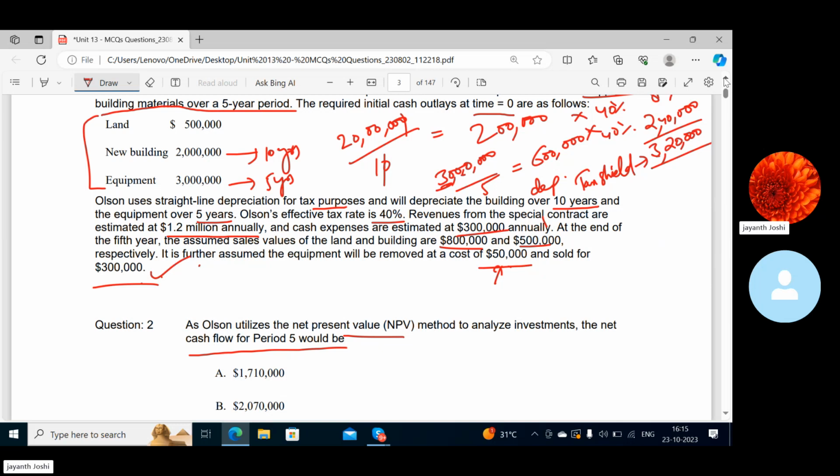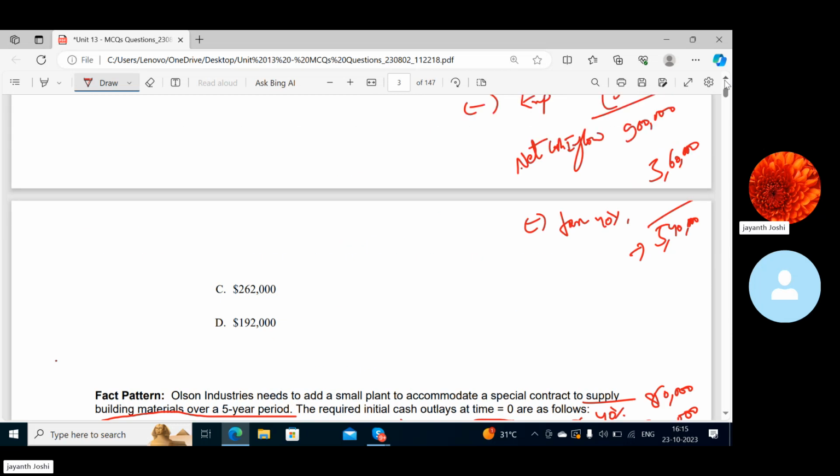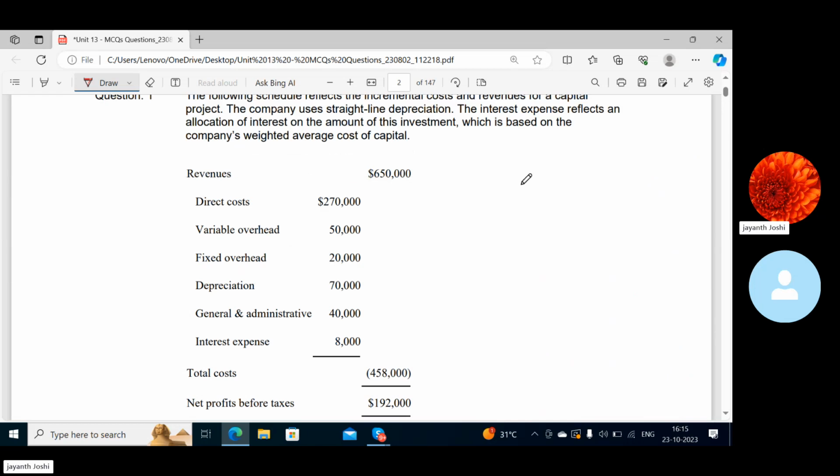So we'll make an account. Proceeds from sale: land, building, equipment. So we are selling land for 8 lakhs, right? Yes. Building for 5 lakhs. Equipment 3 lakhs, but at a cost of 50. So 2,50,000 is the net amount we are getting. Okay.